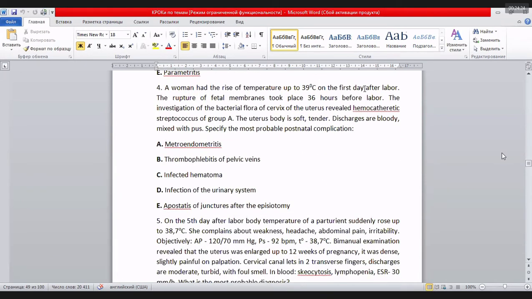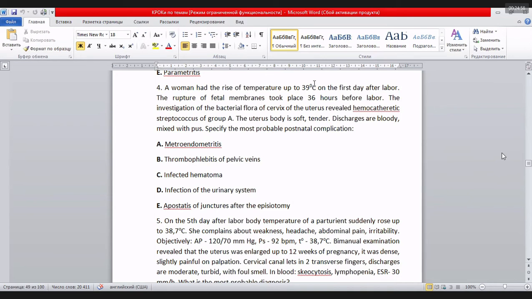Temperature 39. It was labor. You see that it was a very prolonged dry period. A dry period of labor, it means what? When amniotic fluid escapes and labor continues without the amniotic sac, without amniotic fluid. And this period is very prolonged, 36 hours. Very often it can cause the development of infection. It is the reason of the infection, and first of all of metroendometritis.